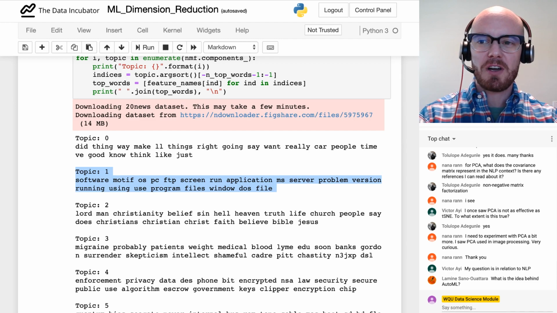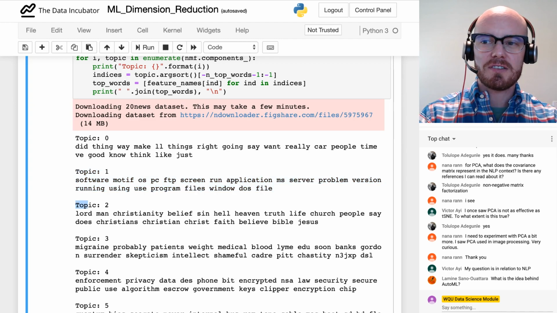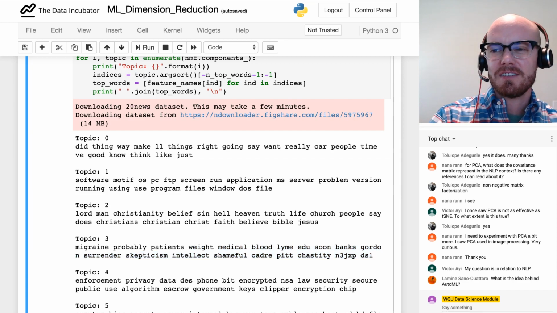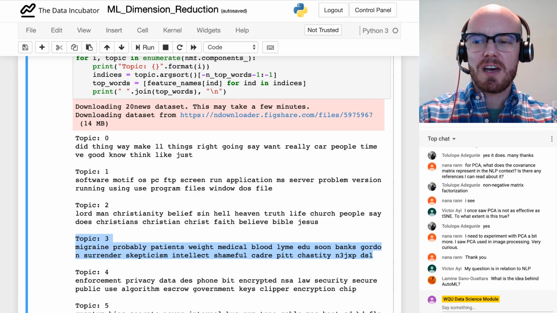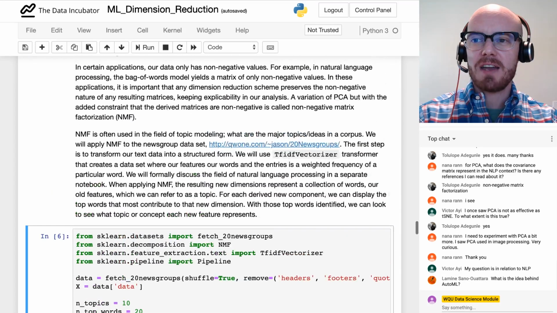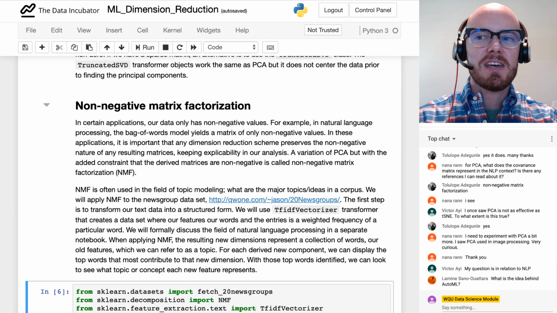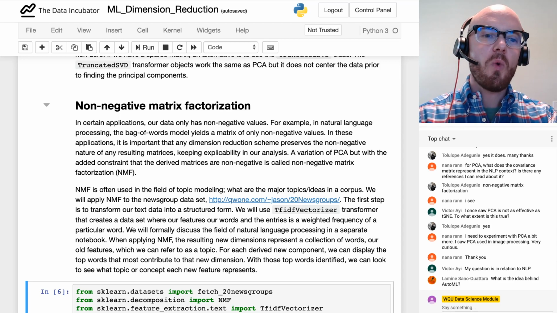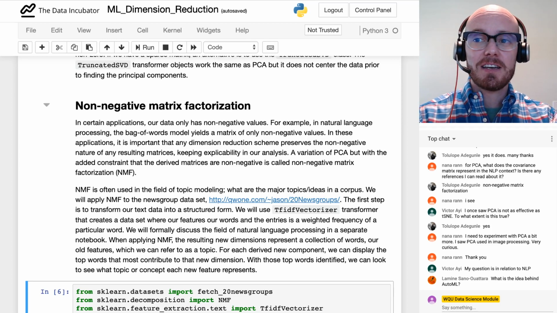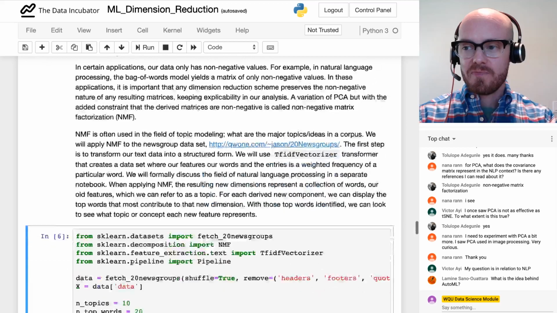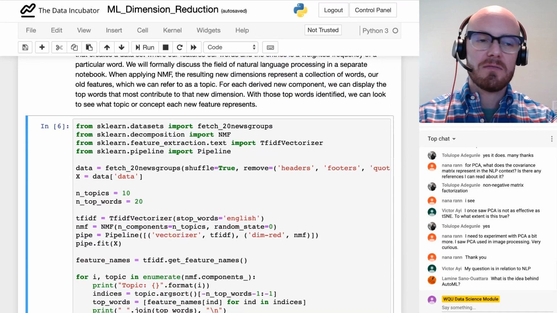So we can see here, when we did some topic modeling, that there's one topic about computers, right? And there's another topic about religion or Christianity. There's another one about medical stuff or medical school stuff. So the thing to keep in mind about non-negative matrix factorization is it's what you do when you want to do something PCA-like in the context of building an NLP pipeline.